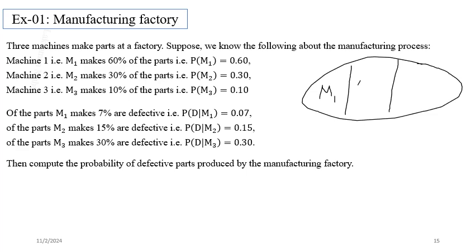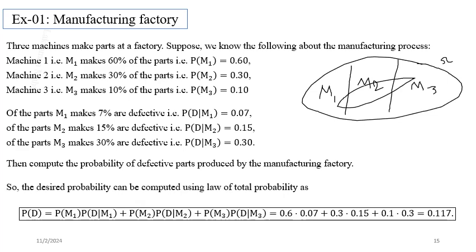Here, these parts are produced by machine 2, call it M2. These parts are produced by machine 3, call it M3. And this one is the sample space. In the sample space, we are looking for defective product. The defective product is also produced by M1, M2 and M3. So, that probability is also given here. Probability of D given M1 is given here. So, we are interested to compute probability of D.